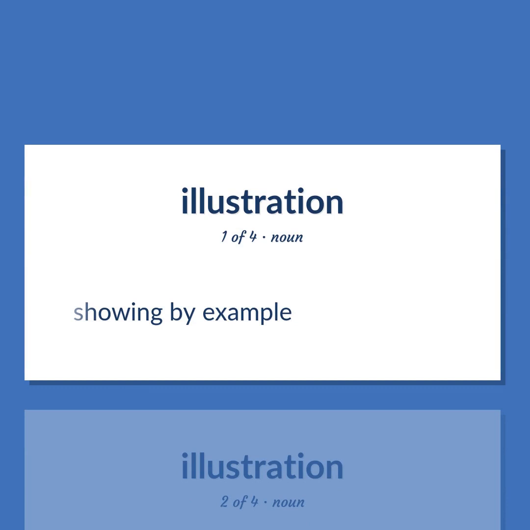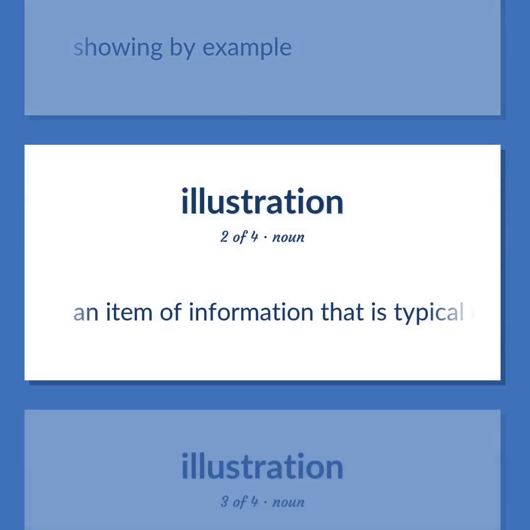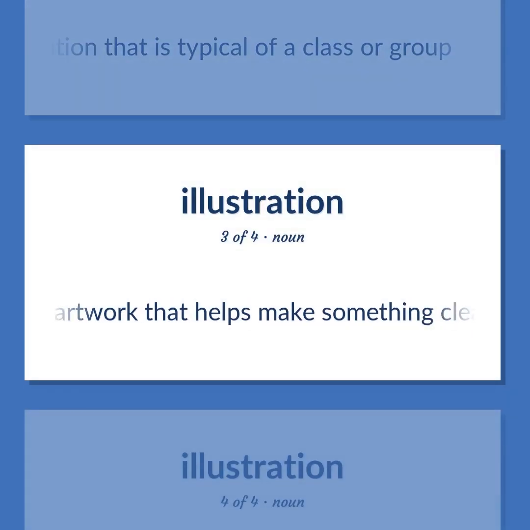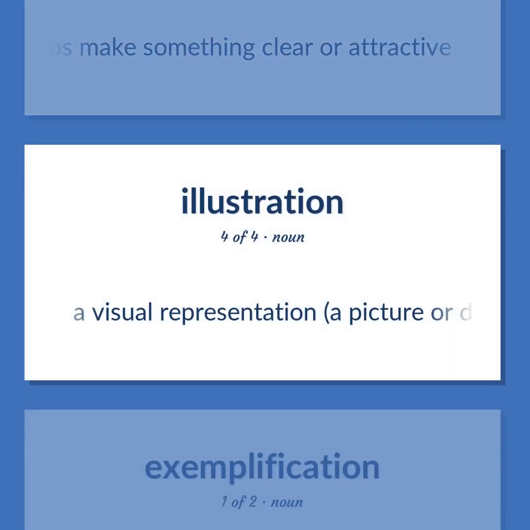Showing by example. An item of information that is typical of a class or group. Artwork that helps make something clear or attractive. A visual representation, a picture or diagram, that is used to make some subject more pleasing or easier to understand.